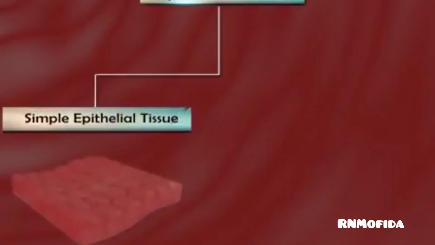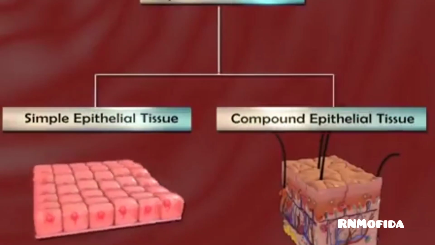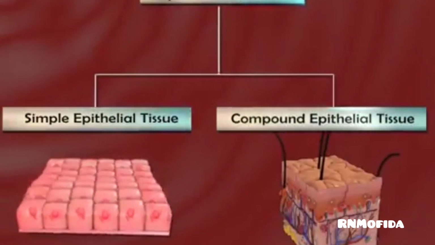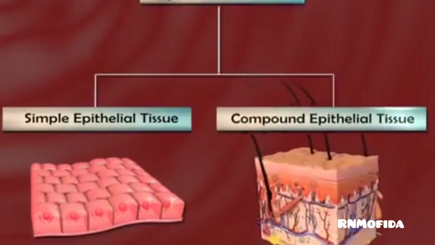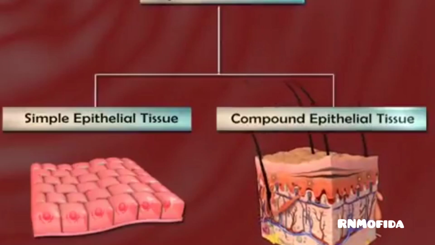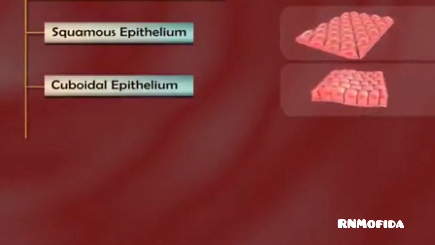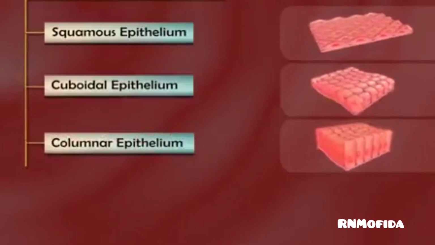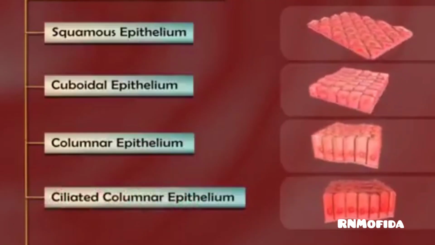Based on their structural modification, it is classified into two categories: simple epithelial tissue and compound epithelial tissue or stratified epithelial tissue. Simple epithelial has a single layer of tissue against the compound epithelial has multiple layers of epithelial tissue. Based on structural modification, epithelial tissue is classified into five categories: squamous epithelium, cuboidal epithelium, columnar epithelium, then ciliated columnar epithelium and pseudo-stratified epithelium.